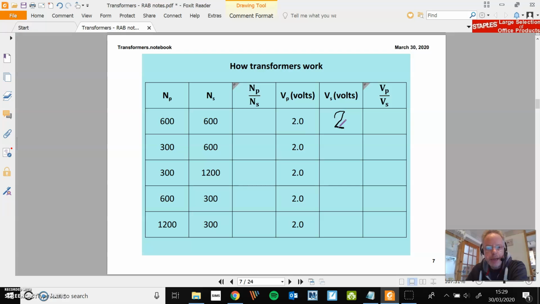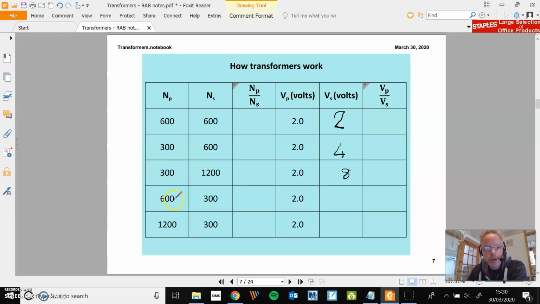Okay, if we come down and look at our second row, we've got 300 and 600 on the secondary. So we'd still keep 2 volts on that, but what we might find this time is instead of getting 2 volts, sorry about my handwriting, we get 4 volts. Okay, third row, we've got 300 and 1200. Still 2 volts going in, but this time we might find that we get about 8 volts on the secondary coil.